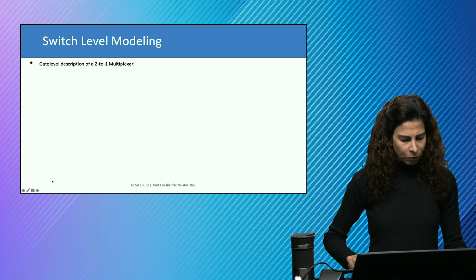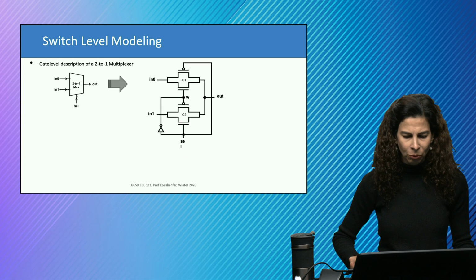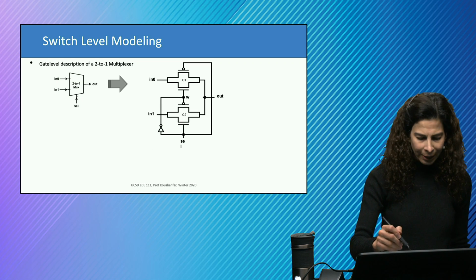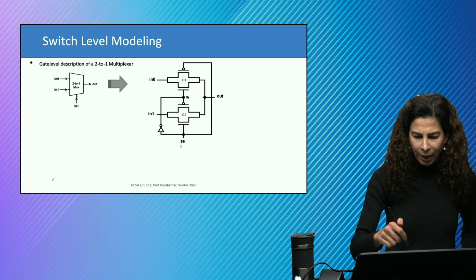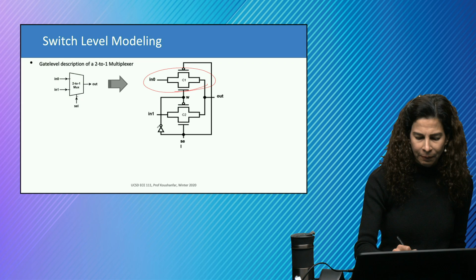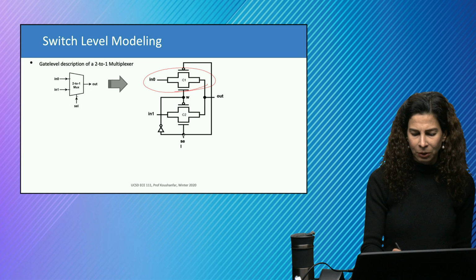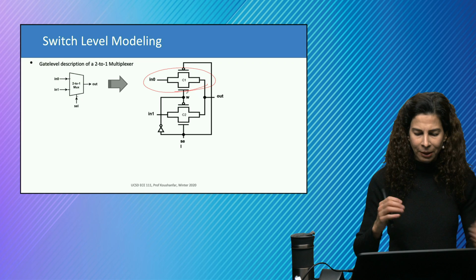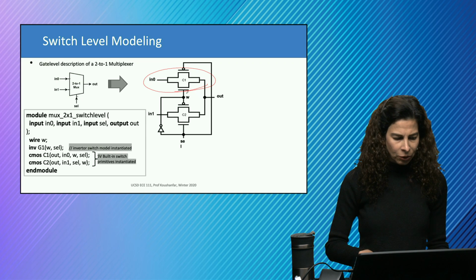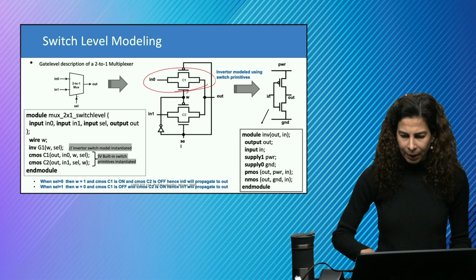Now, we want to do a gate level description of a 2-to-1 multiplexer using switch level modeling. I assume you've seen this before. You could define this in terms of the CMOS switch, using the selector bits on the NMOS and also on the PMOS to select one of the two in these two circuits, and this is how the switch level modeling looks.